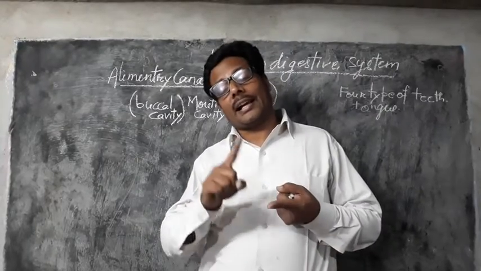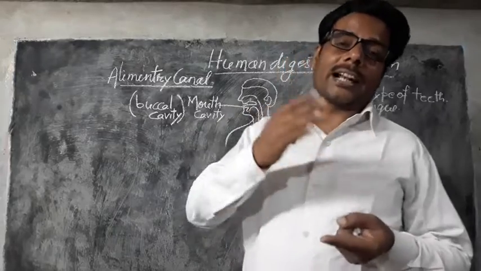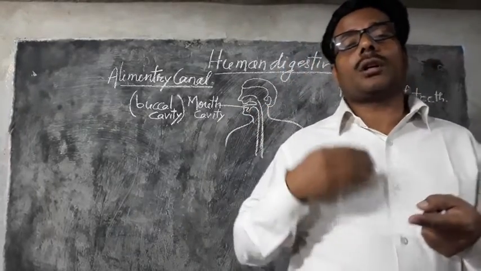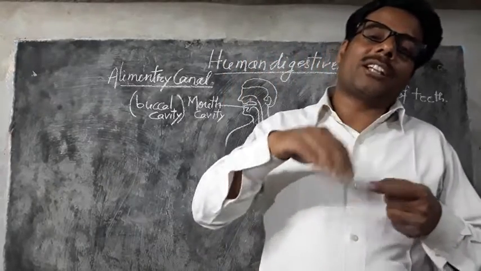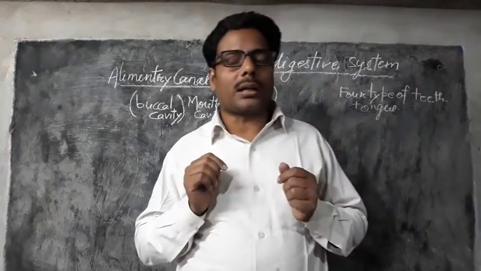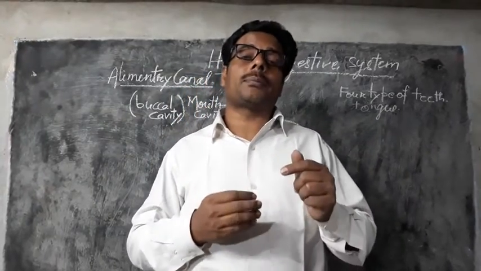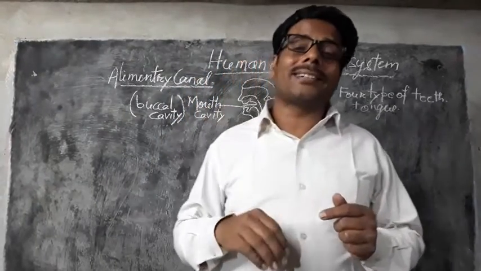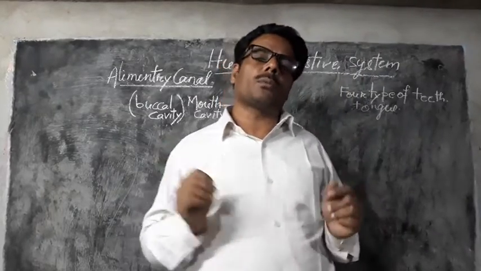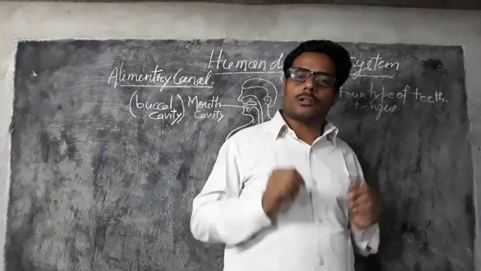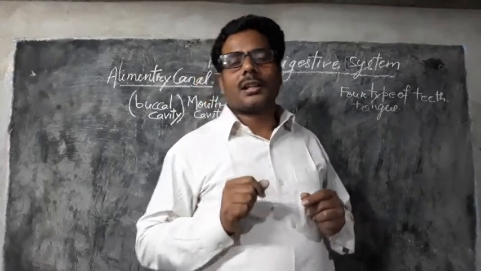So teeth help in biting, mixing and grinding the food. The tongue also helps the teeth in mixing and grinding the food. It also helps in speaking, in chewing, and in swallowing the food. So the tongue performs so many functions. Teeth also perform many functions. They convert the food into small pieces.